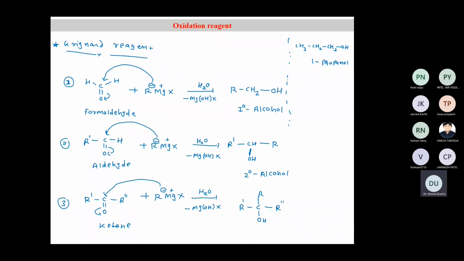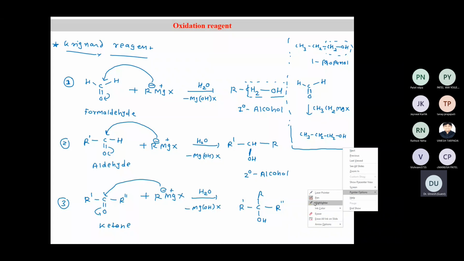See, it is very simple. CH2OH comes from formaldehyde. So one of the reagents is formaldehyde, and the second one is C2H5MgX. Good. R is equal to this group. So you are getting CH3CH2CH2OH.